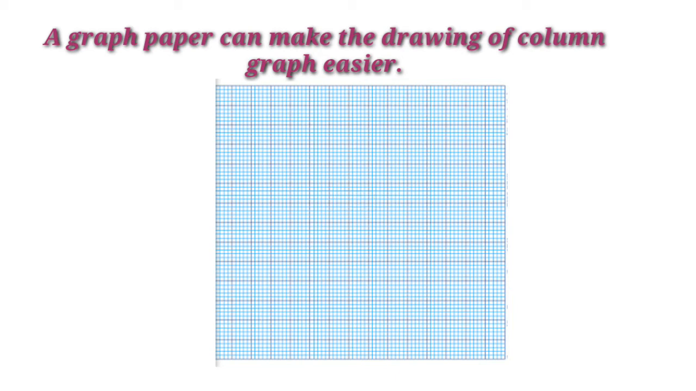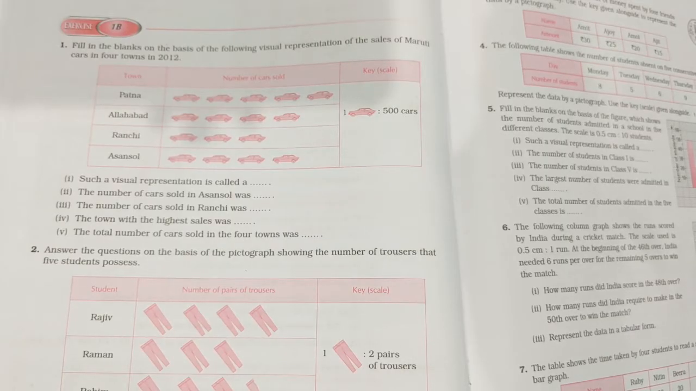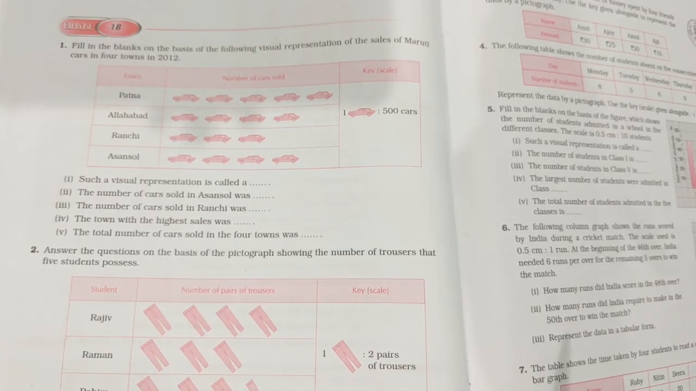Children, to make it more clear, I'll go with the exercise questions. So let's move to the exercise 1B sums. Children, hope the concept of bar graph is clear to everyone. Now let's do exercise 1B based on data representation. Here you have learned two ways of representing the data. One, pictograph. Two, column graph or bar graph.